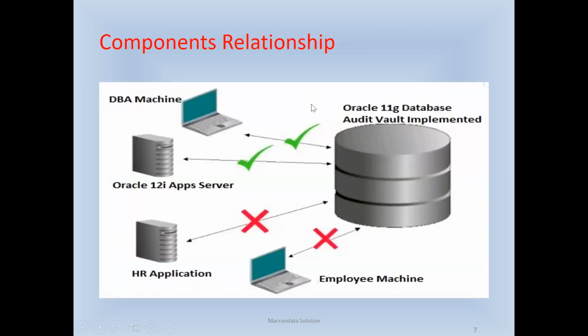Okay, so there's a mix of 11g and 12c slides, but the technology has actually been around for a long time. It's not with 11g; I think it starts with 10g itself. So we have a DBA machine, Audit Vault implemented, HR application, employee machine. So it can stop you from all those accesses as well.